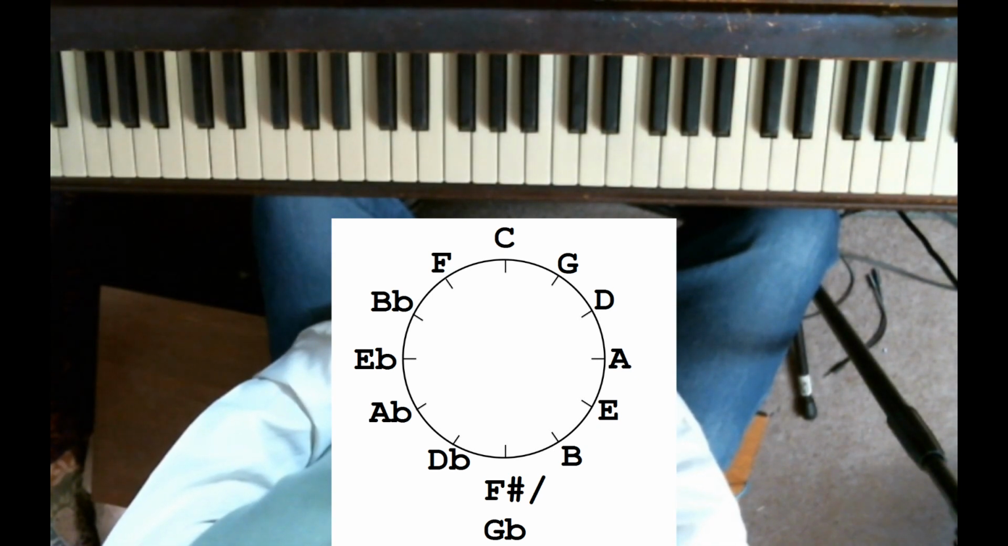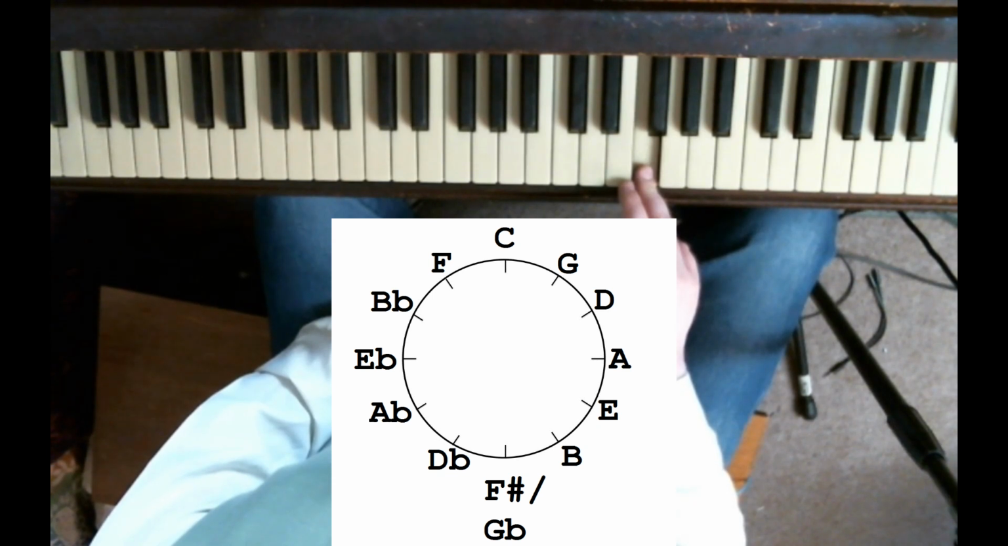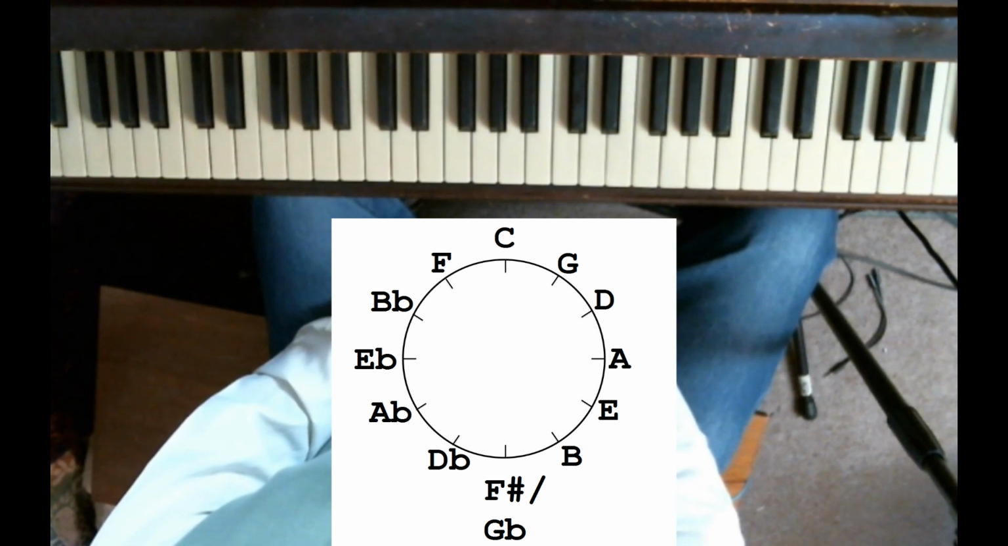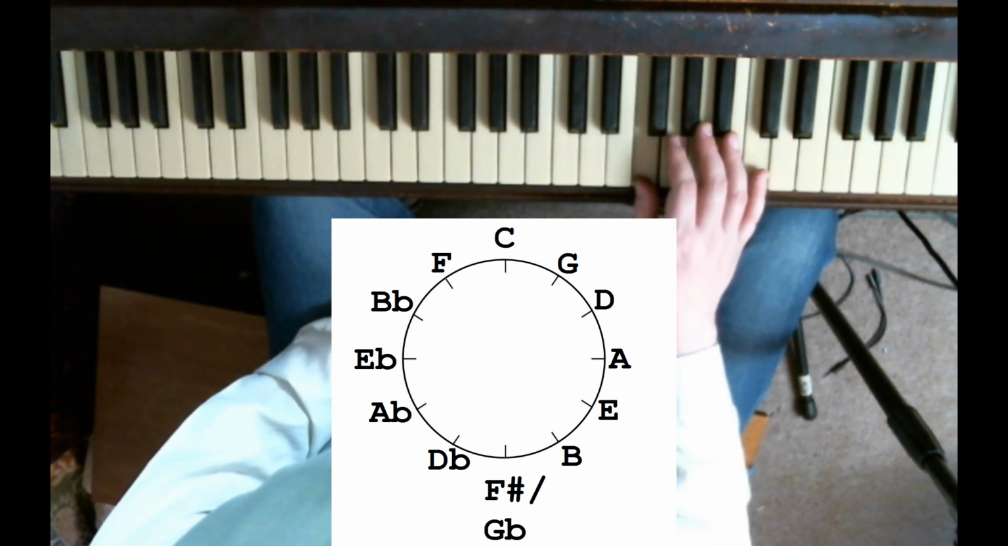The key of F sharp major has 6 sharps: F sharp, C sharp, G sharp, D sharp, A sharp, and E sharp. And remember that E sharp looks like F natural on the piano. But because in a major scale we can only have one iteration of each letter name, we can't have F and then F sharp in the same scale. So we have to call this note E sharp.